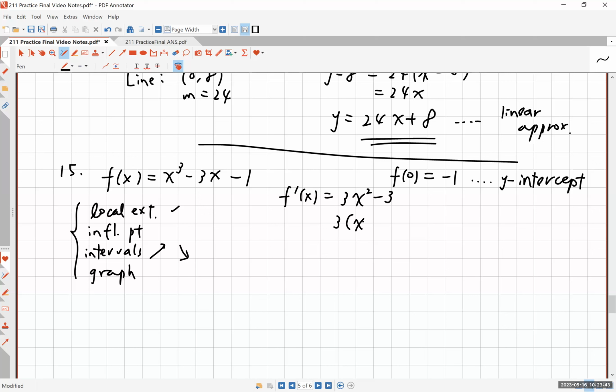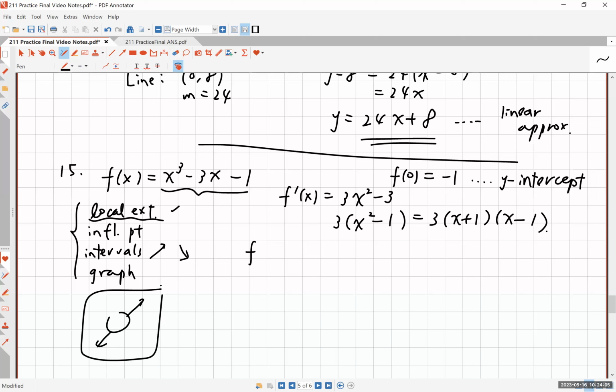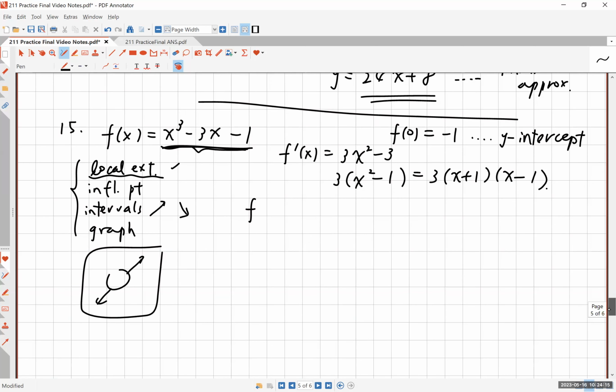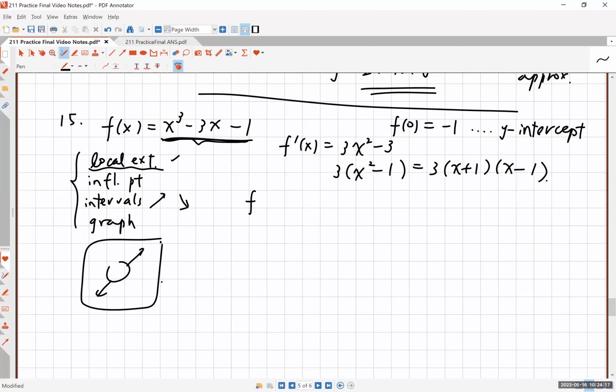Well, okay, so let's take out 3. That's 3 times quantity x squared minus 1. That's 3 times x plus 1, x minus 1, right? Now, to find the local extrema, what you want to do, oh, by the way, this is a polynomial. The graph is going to look like this. That's your end behavior. And it's defined for every single point. Because it's a polynomial, you should know this, by the way, every polynomial function is continuous everywhere, differentiable everywhere, and has nice end behavior.